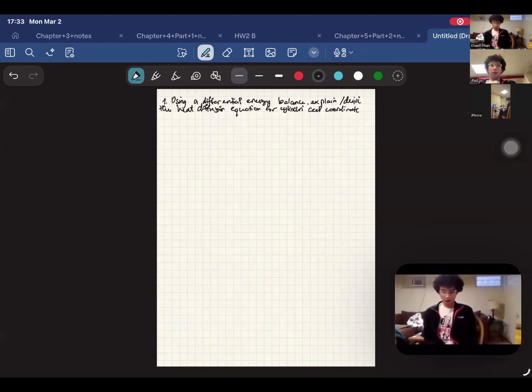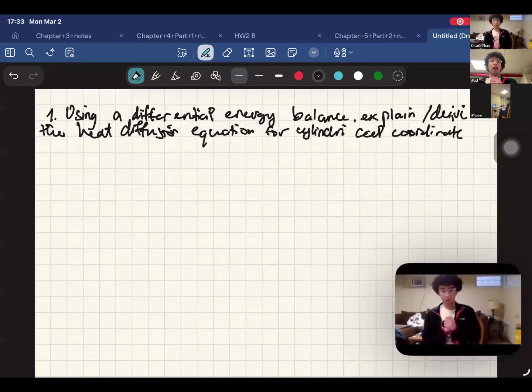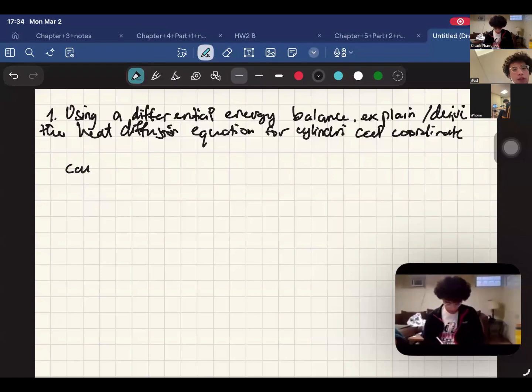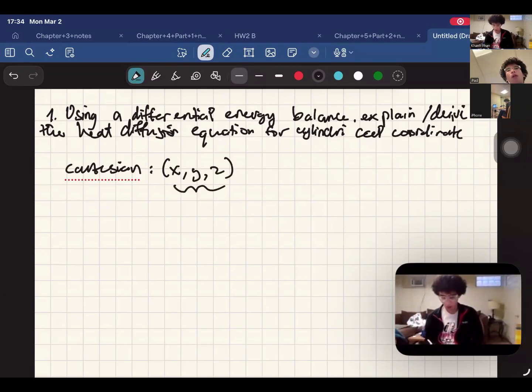So today we're gonna talk about using differential energy balance and derive the heat diffusion equation for energy balance for cylindrical coordinates. So far we have been working with Cartesian coordinates, which have X, Y, and Z. So they are all in unit length.